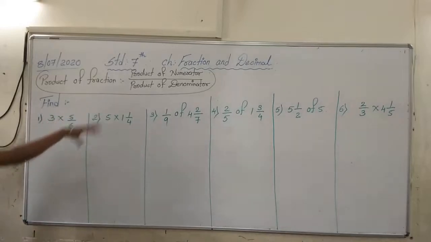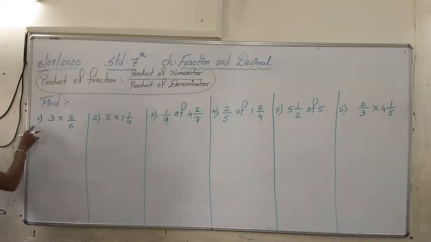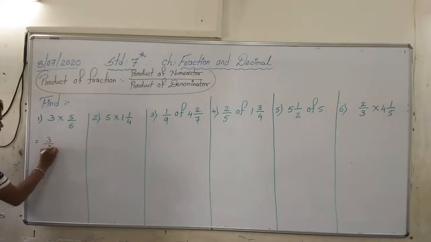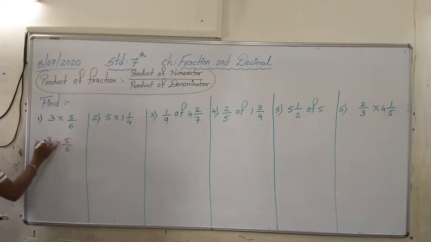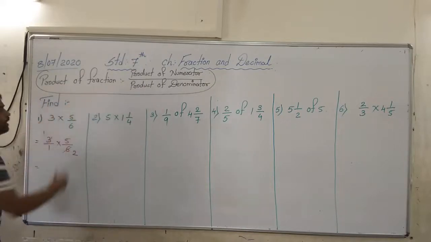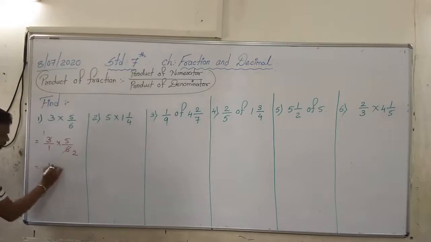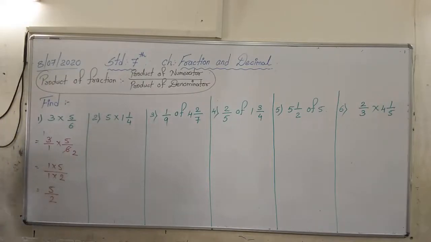Now we are going to find the product of the given numbers. We have already learned. Just recall how to find their product. So here first one, 3 multiplied by 5 upon 6. It can be written as 3 upon 1 multiplied by 5 upon 6. Cancel whatever is possible. 3 ones are 3, 3 twos are 6. Now here it is given that product of fractions is product of numerators upon product of denominators. So 1 multiplied by 5 in the numerator, and denominator 1 multiplied by 2. So that is 5 upon 2.